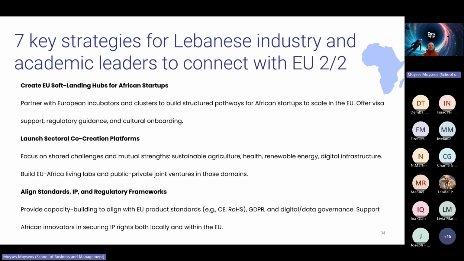And always, always, always align the standards, IP, and the regulatory frameworks with the market that you want to join. So you have to provide capacity building to align with EU product standards such as GDPR, RoHS, or the CE marking, and digital data governance to support African innovators in securing IP rights both locally but also in the EU.